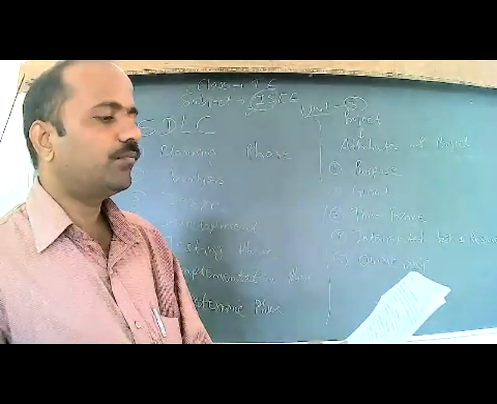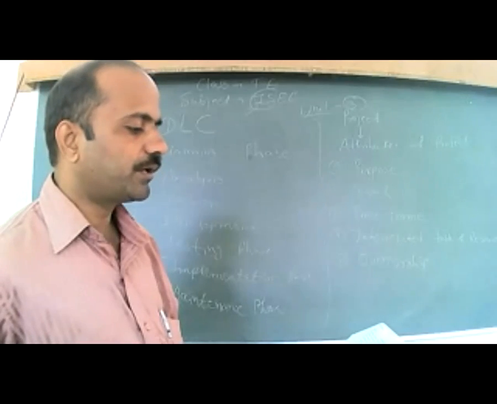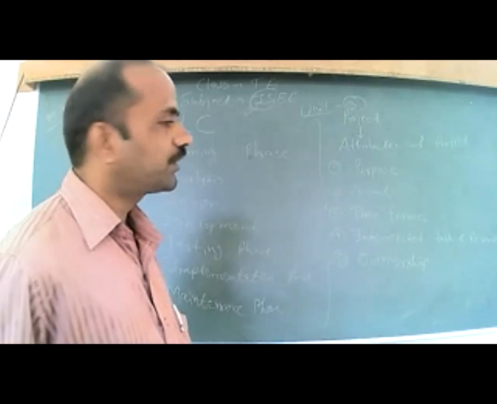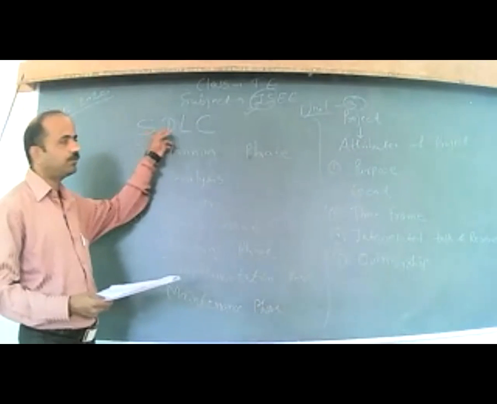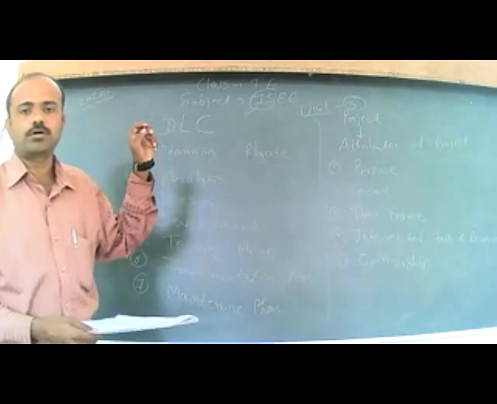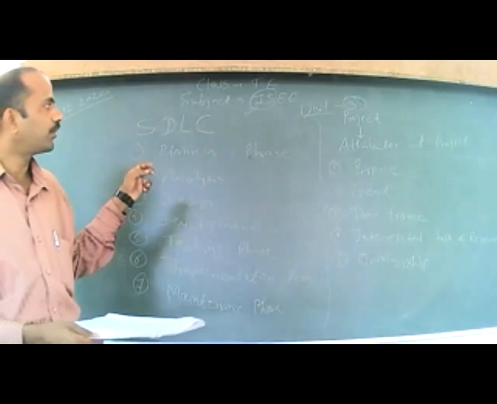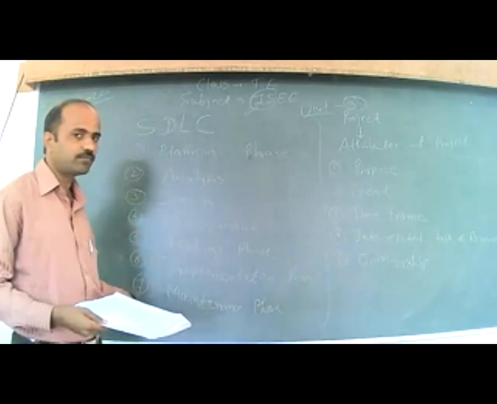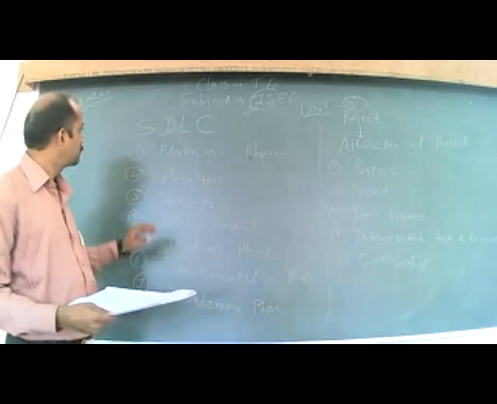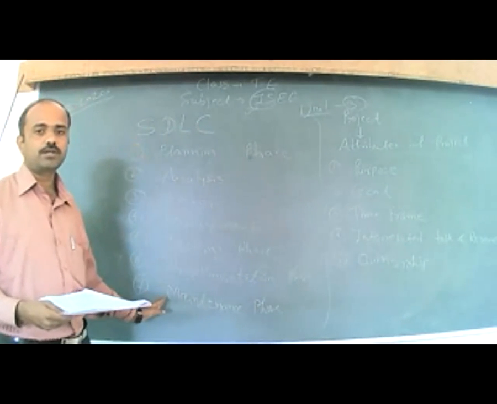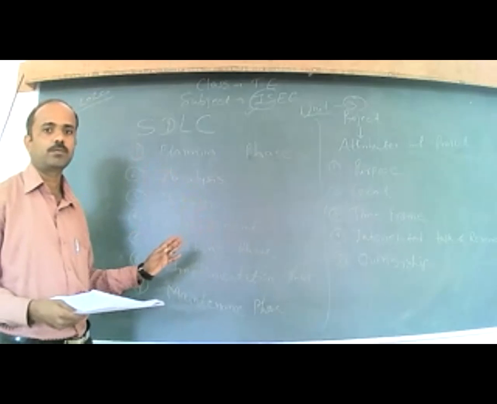Till now we have discussed information system development and project management. As from the last video, we are going to discuss the SDLC, the long form of which is the System Development Life Cycle. So what are the different phases? There are 7 different phases in the system development life cycle.